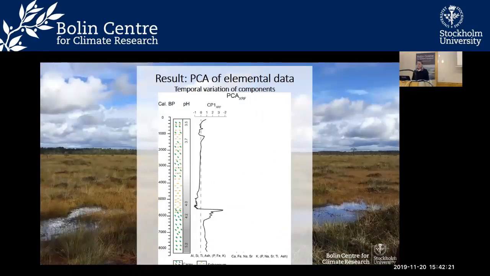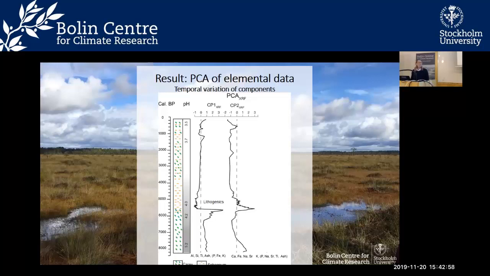As I mentioned before, I do principal component analysis of the elemental data. And this groups the elemental data sets into components that show a similar behavior throughout the sequence. In the first component, we find a lot of lithogenic elements, and that's elements that are associated with minerals. And this is the variation of this component through time. So it has a larger weight in the lowermost part, in the fen part, compared to the ombrotrophic part.